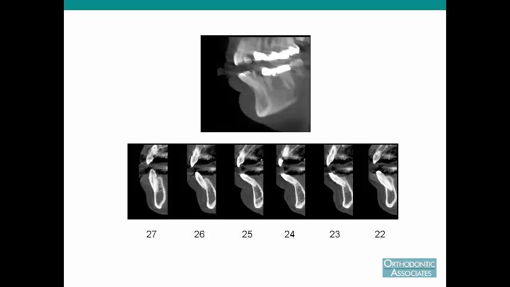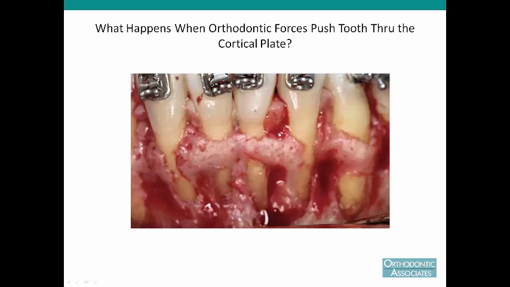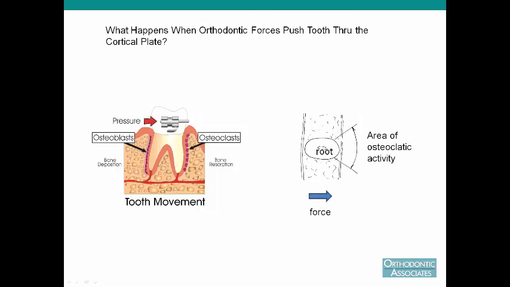The reason that's important is because if you move the tooth through the cortical plate with orthodontic forces, you're going to create dehiscence and fenestration. Bone does not grow or remodel at the cortical plate. If you remember back to your physiology course, you have osteoclastic activity on the compression side, and you have osteoblastic activity on the tension side.